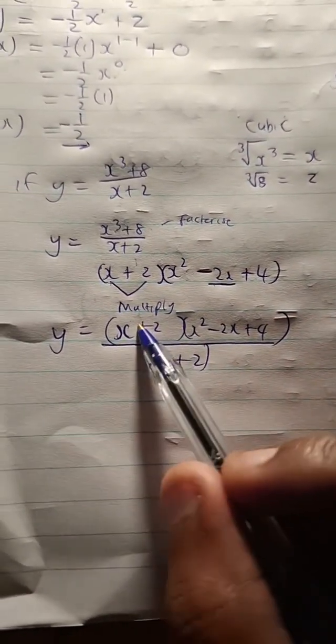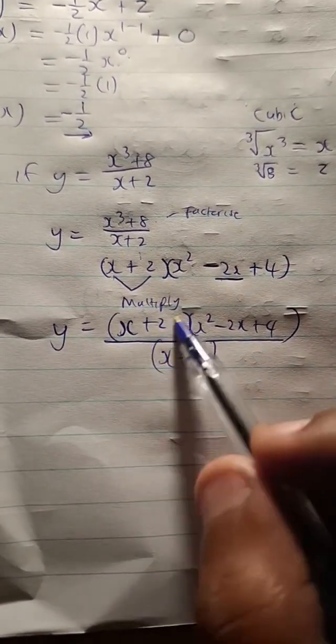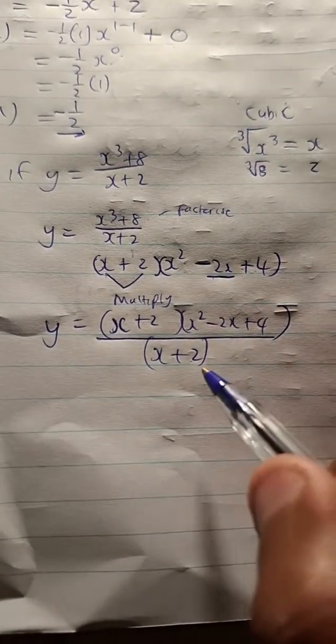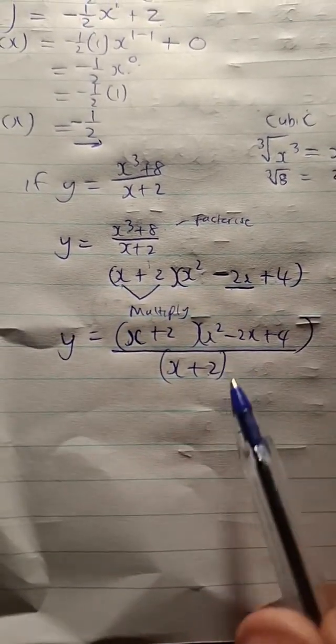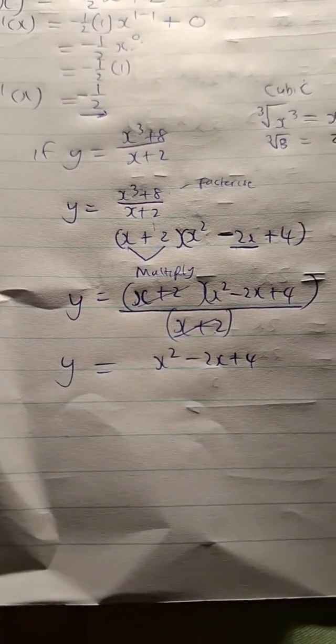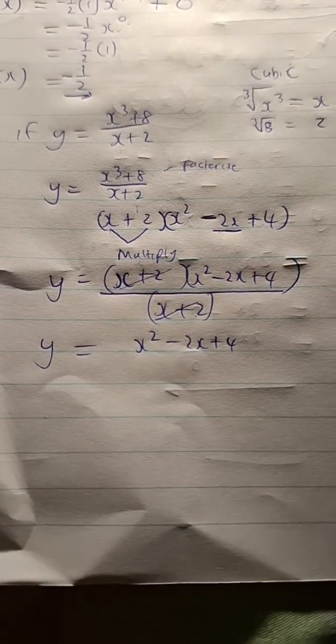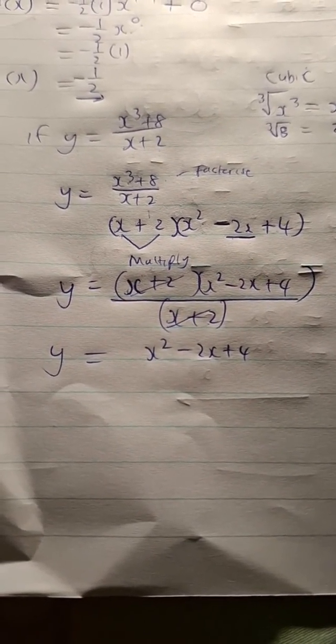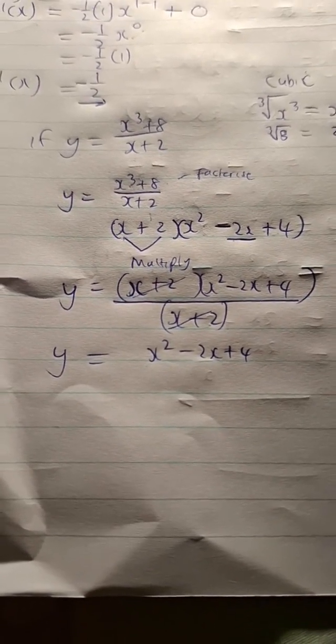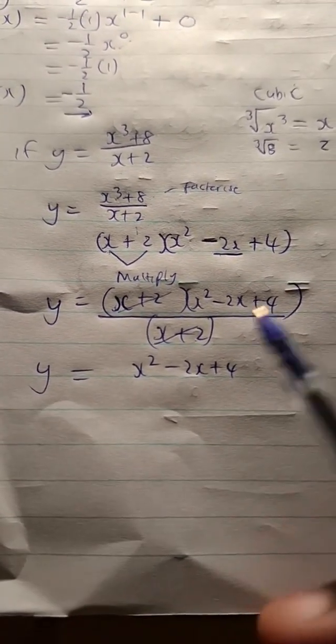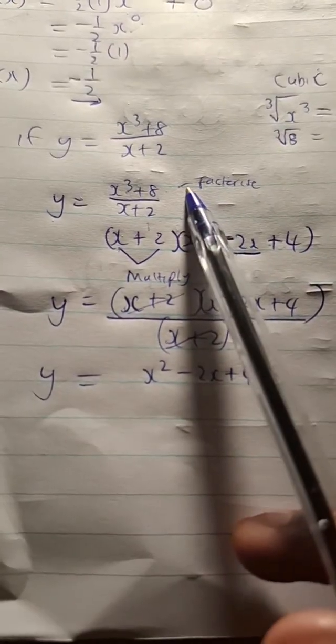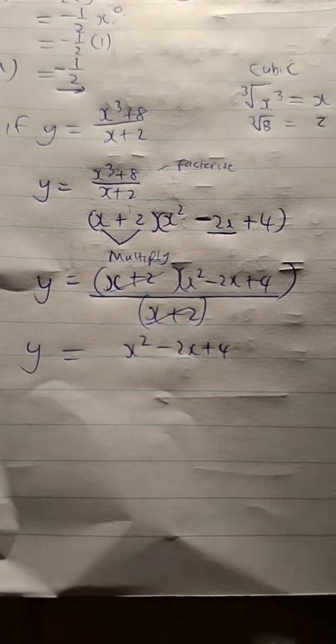Now, cancellation can happen because x plus 2 divided by x plus 2, I can cancel because it's not across an addition or a subtraction sign. One term in my numerator, one term in my denominator. Cancellation can freely happen. What am I left with? I'm left with x squared minus 2x plus 4. Do you see? Now I'm ready to derive. Nicely, simply, easily ready to derive, because I simplified by factorization.